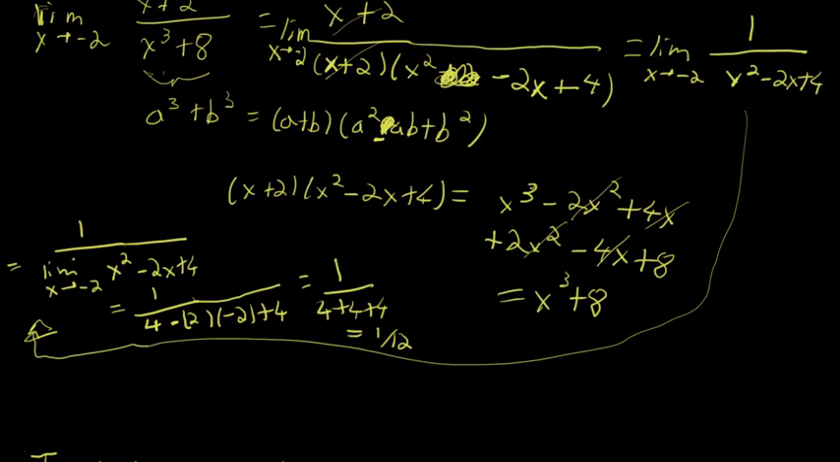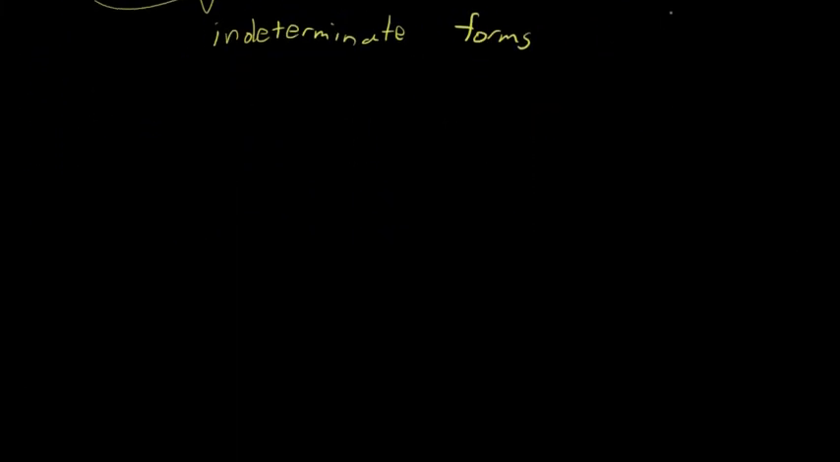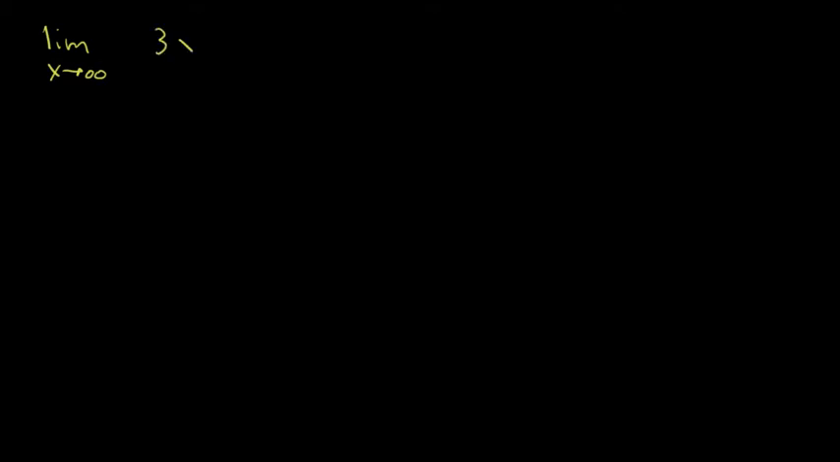I will look at another indeterminate form here. This time we're going to be looking at a limit as x tends to infinity. In particular, it will be the limit as x tends to infinity of 3x cubed minus 2x squared divided by x to the fourth plus x squared.